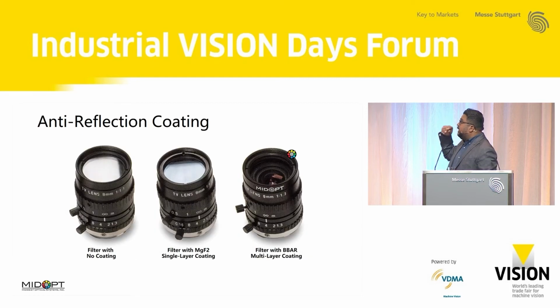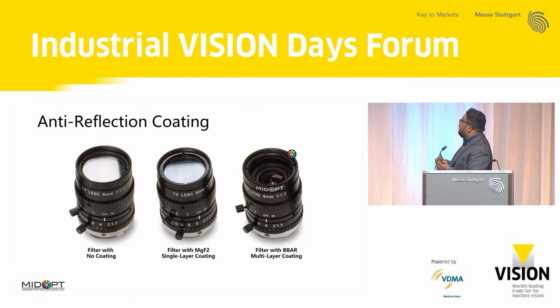Take a quick look here. The first filter, the protective window, has no anti-reflection coating. You can see that there's a lot of light being reflected. The second one has a magnesium fluoride single layer coating. It's a very common coating. It's a good coating, but it's not the best, depending on your wavelength spectrum.